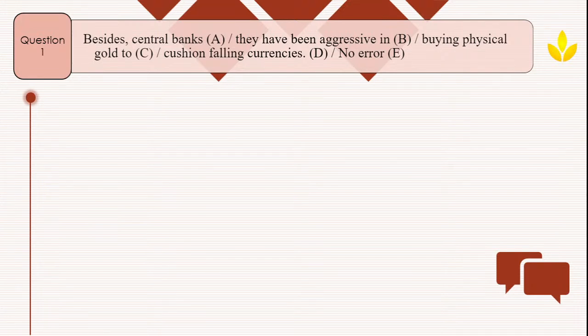So first question: besides central banks, they have been aggressive in buying physical gold to cushion in falling currencies. First you need to understand the meaning of the sentence, then we'll look into each fragment, then again collectively. If you begin with the first word of the sentence, besides, from here you can split into words and start working on it.